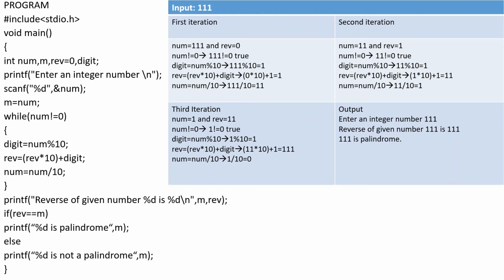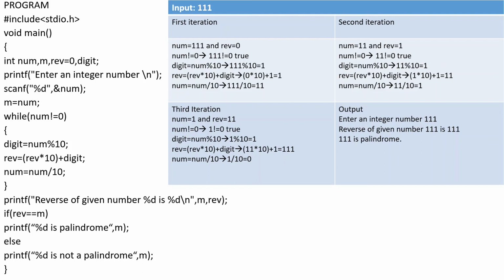Now again the control will come back to the while loop. While num is not equal to 0. Now num is 1, and 1 is not equal to 0 is true. So again the control will come inside the body of the loop. Digit equal to num mod 10, again 1 mod 10, the result will be 1. That is the first digit. Now I will have to store it in reverse. So reverse into 10, reverse is already having 11, 11 into 10 is 110, plus digit is 1. Now 110 plus 1 is 111. That is the original number, now stored in reverse.